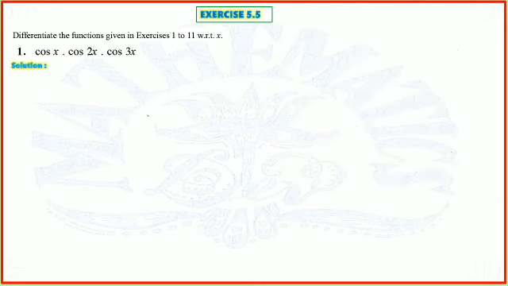So I would like to tell you once more that all the questions of this exercise 5.5 are very important. You must attempt all these questions. So here, look at here, first question, second question, third question.